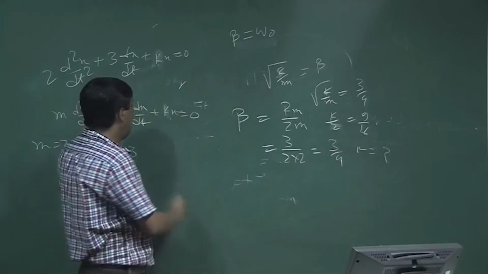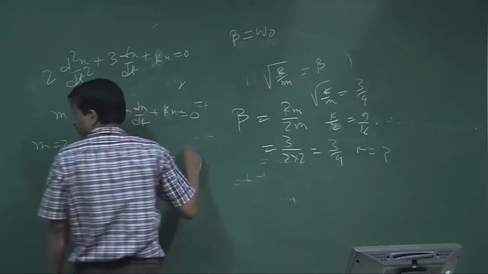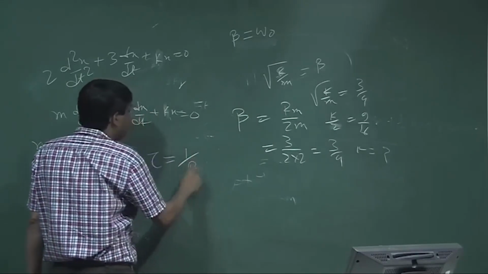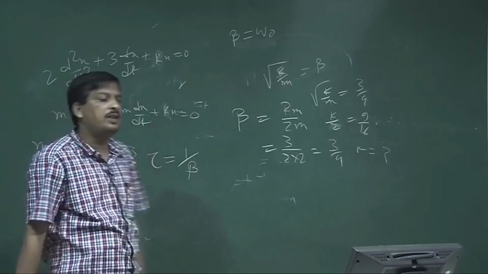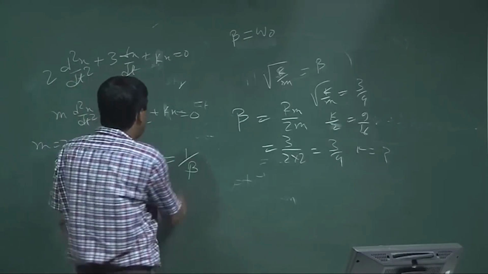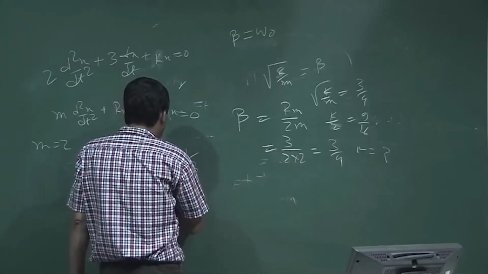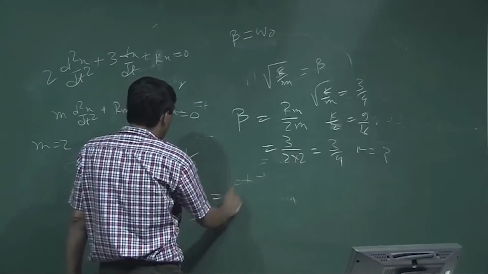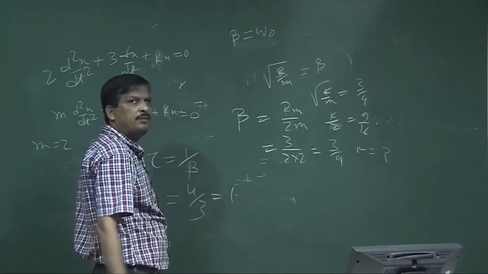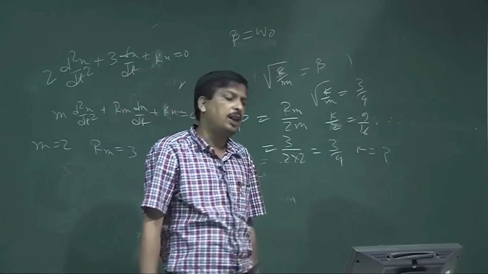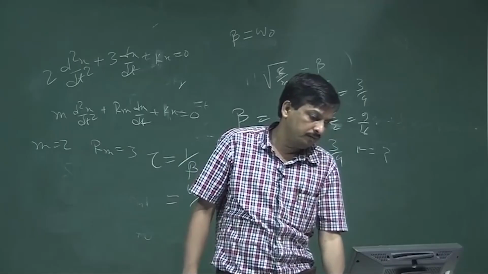Similarly, what is tau? Tau is nothing but 1 by beta. Beta is 3 by 4, so tau is 4 by 3, so 1 point something second. Okay, so easily you can calculate.